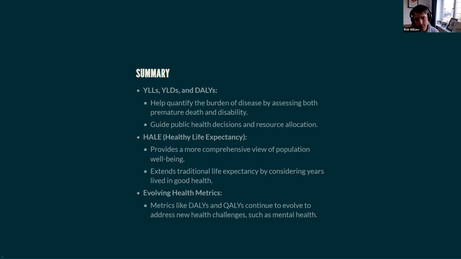Okay, so to wrap up a little bit, we've looked at YLLs, YLDs, and DALYs, as well as the healthy life expectancy calculation. These first three help us assess the disease impact of both mortality and disability levels. The healthy life expectancy metric extends our ability to look at population level health by measuring the years lived in good health.